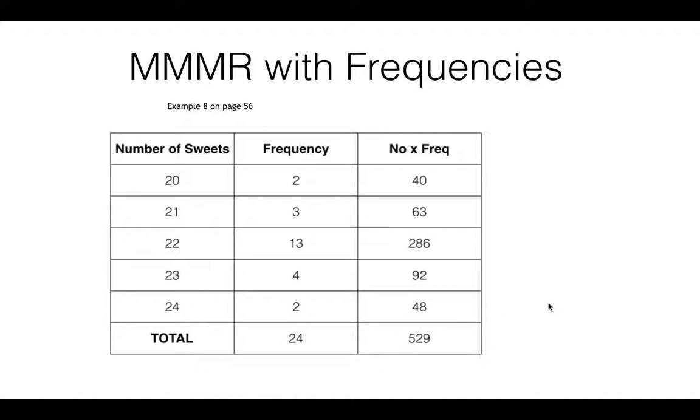So for the mean now, I do 529 divided by 24, and that gives me my average. There were on average 22 sweets in each bag. So 22 is coming up a lot.